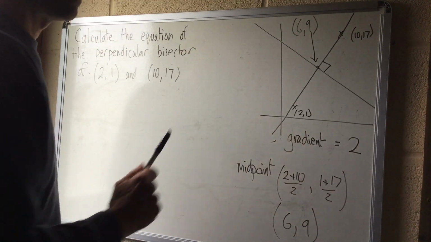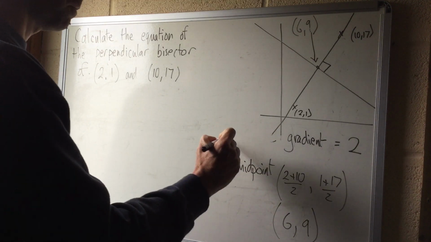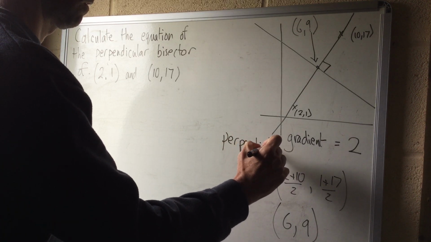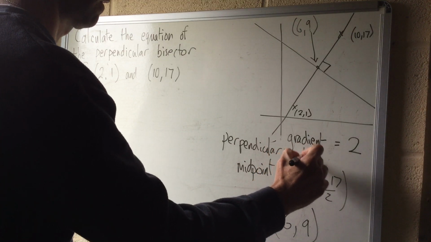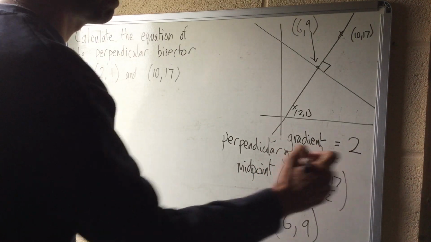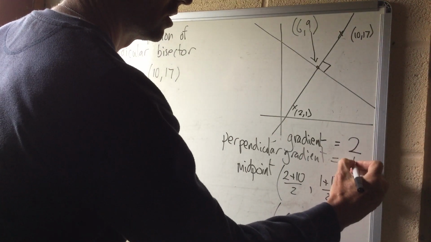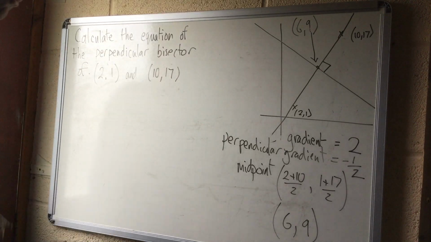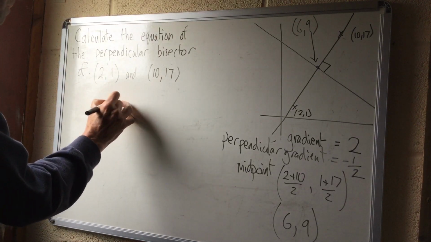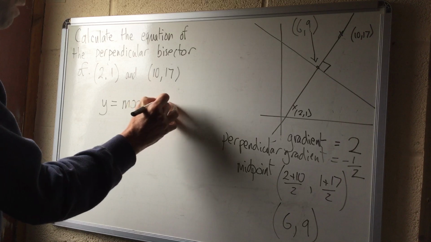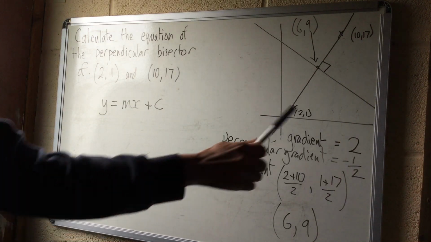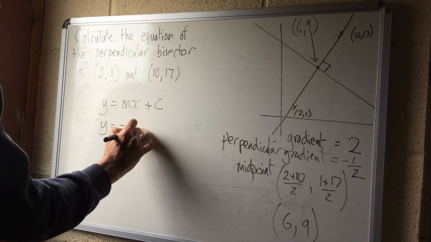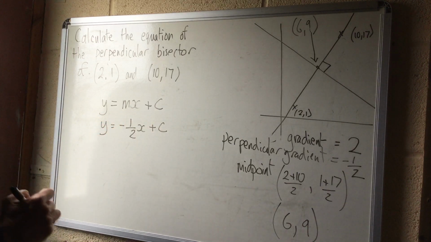The original line had a gradient of 2, so the perpendicular gradient is the negative reciprocal of the original gradient, so that is going to be -1/2. As it's a straight line, it has the same equation to start off with, y = mx + c, and we now use this perpendicular gradient to say it's going to be y = -1/2 x + c.